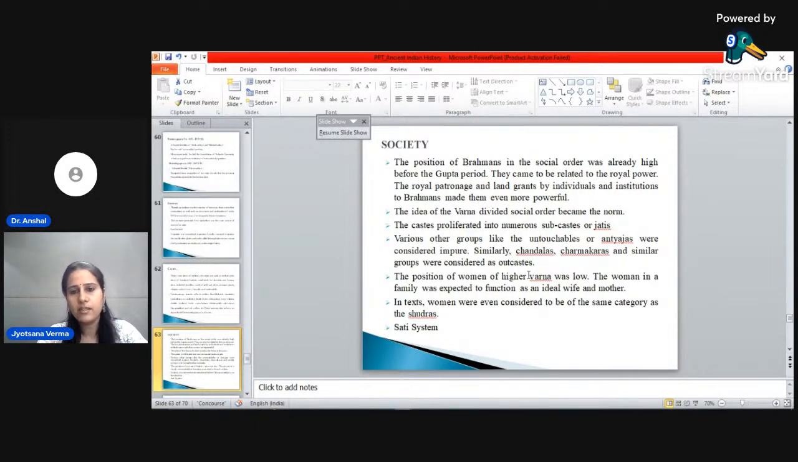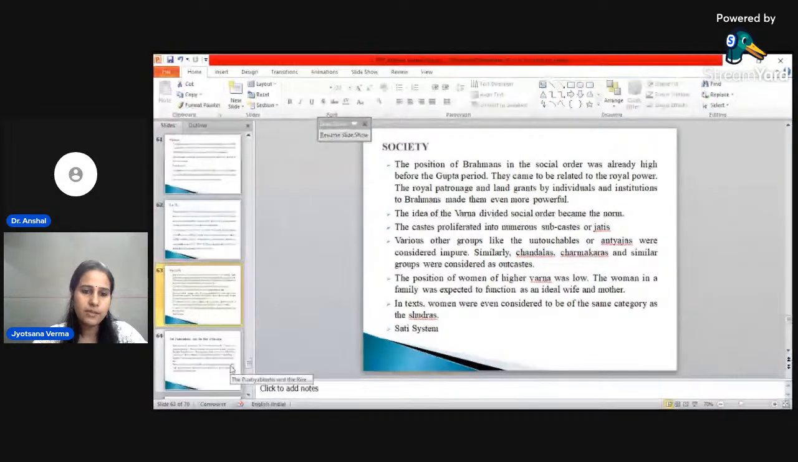Various other groups like untouchables were considered impure. Similarly, in the category of untouchables, Chandalas, Chamarkas and similar groups were considered outcasts. And the position of women of the higher varna was low. The position was very low in this period. The woman in the family was expected to function as an ideal wife and as a mother. Women were even considered to be in the same category as a Sudra, and the Sati system prevailed in this time period, and child marriage was also common in this society. So this is all about the Gupta period, and this is some brief introduction about the Gupta period.